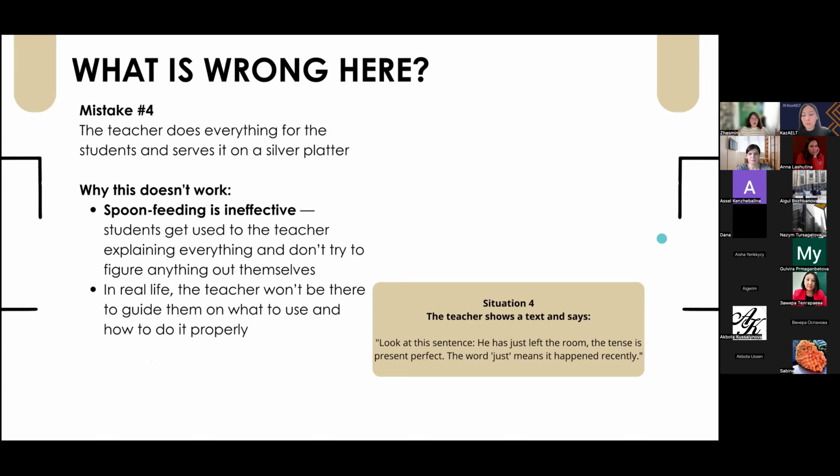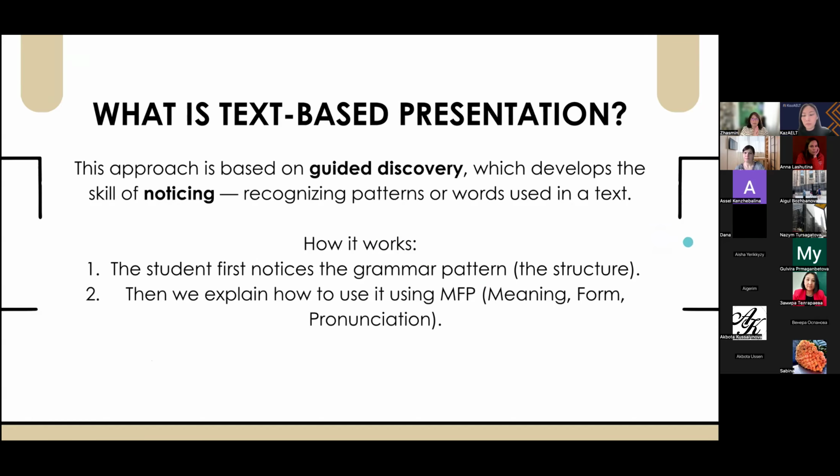So, these are all that we have for mistakes. Everything that I'm about to show you about how to plan the lesson will cover all the mistakes that we have mentioned here. But if you still have any questions, you can text them in the chat. Moving on, what is a text-based presentation? We're going to be talking about that specifically.